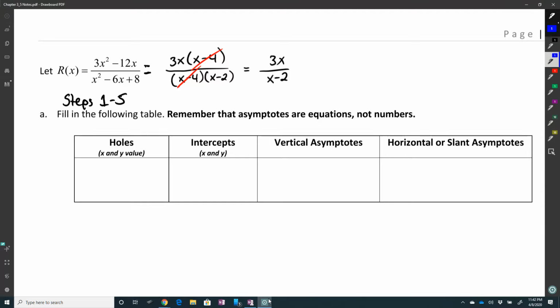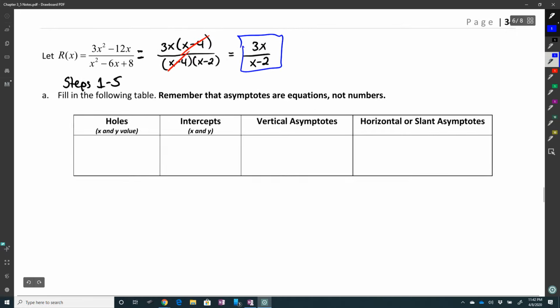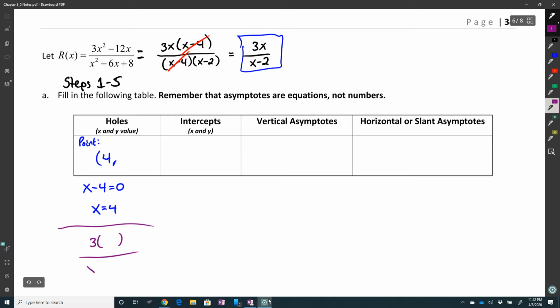So we have 3x over x minus 2. So first I'm going to find the hole. So my hole is what canceled out. So that's the x minus 4. So x is equal to 4. So my hole is a point. And the point is 4, comma. And in order to find the y value, you plug the 4 into the simplified equation.